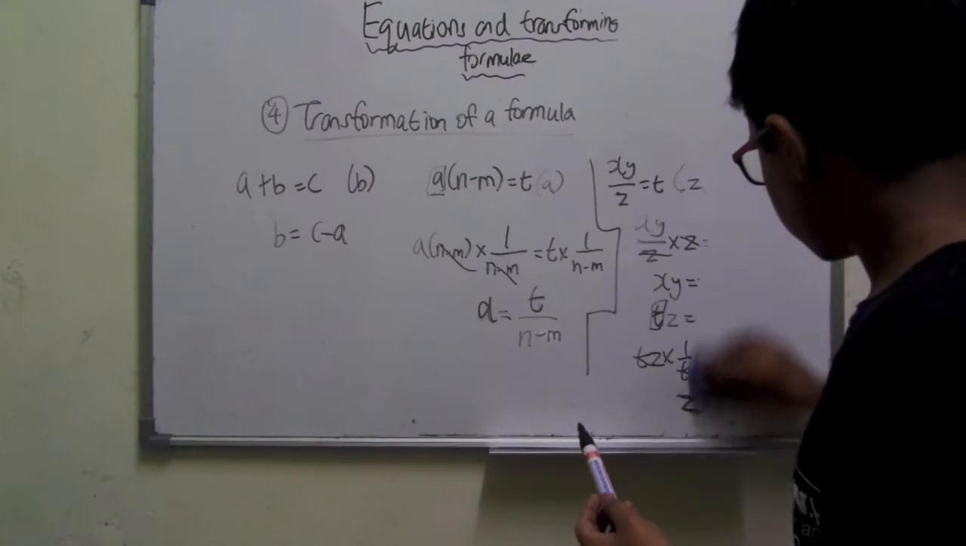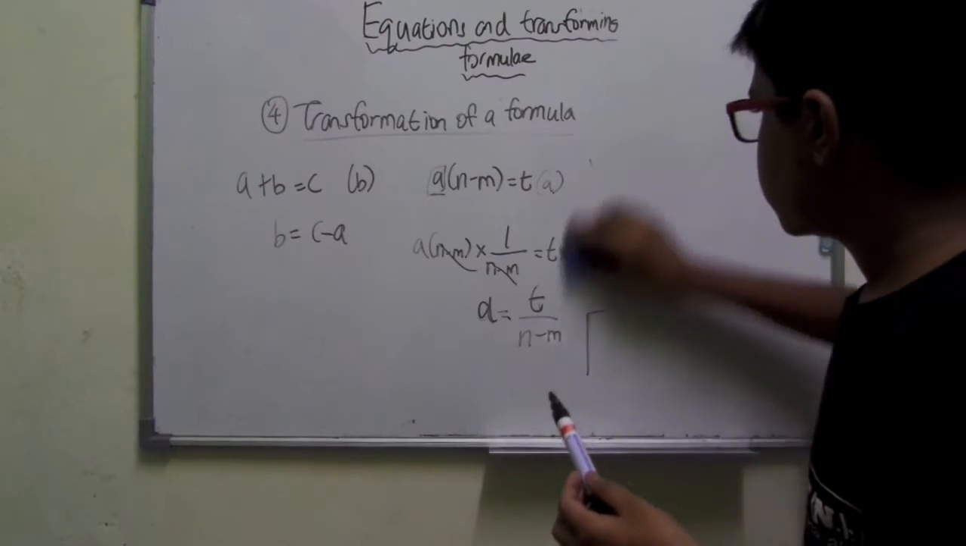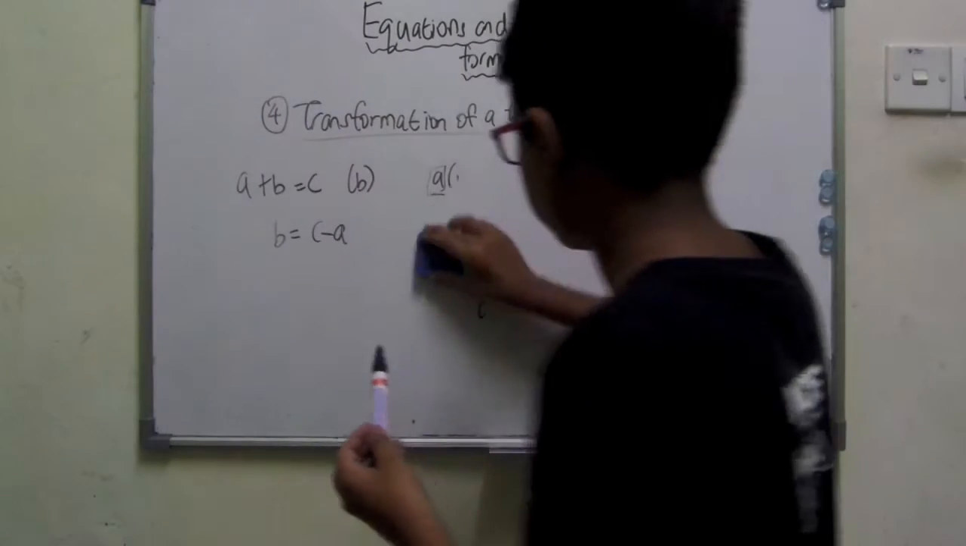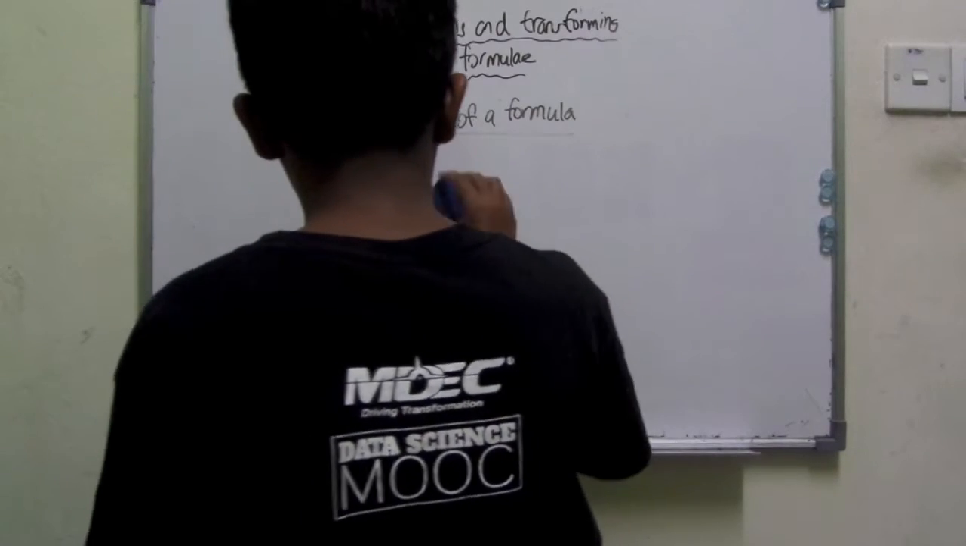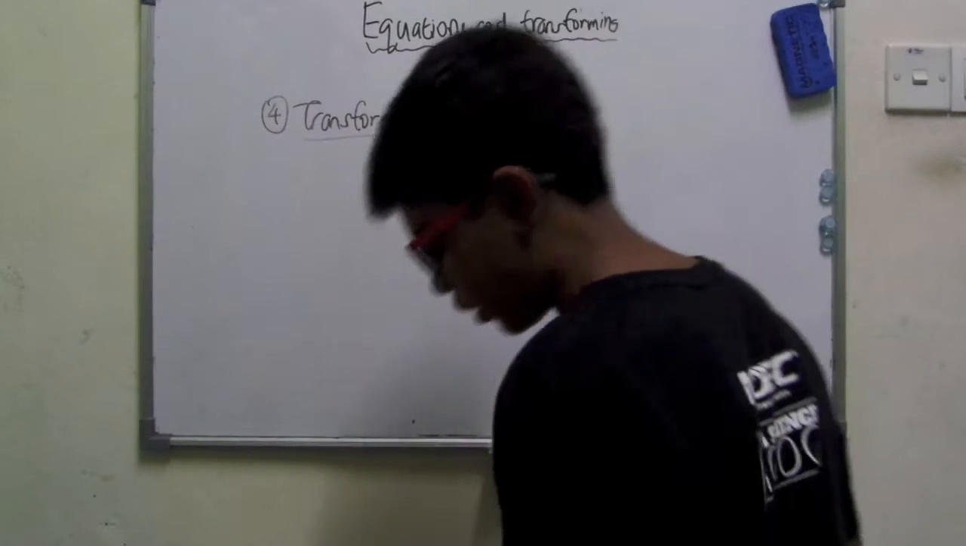Okay? So now let's move on to something harder. We've done transformation with basic stuff. Now let's add roots inside. Roots make the whole thing complicated.